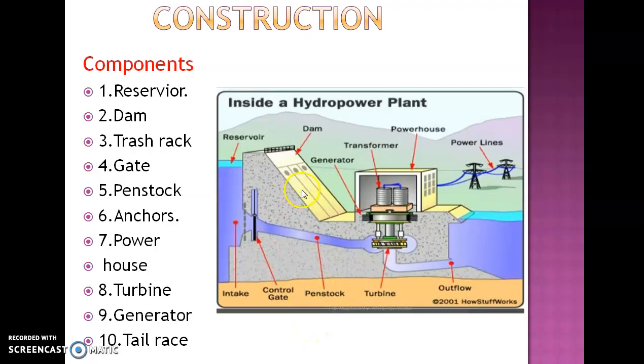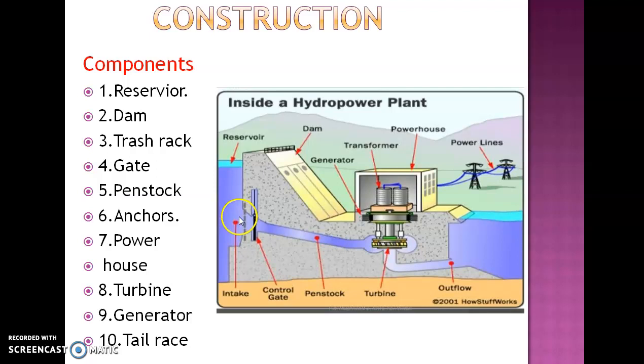hydroelectric power plant. Here you can see this is a dam, the wall we construct across the river. This is the backwater reservoir where we store the water. Then this is the control gate. Then this is the transformer and generator. This is the total powerhouse which converts the mechanical energy into electrical energy.